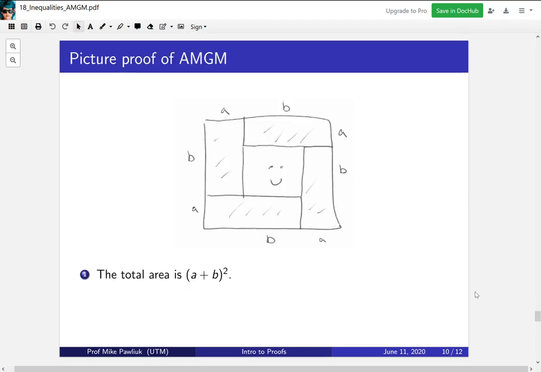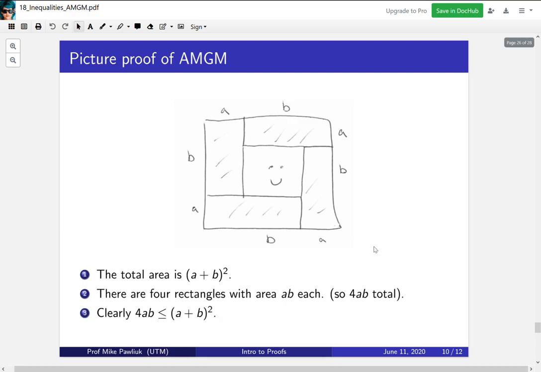We're going to end off with a very short, beautiful picture proof of the AMGM. So here's a square that I've drawn where I've put A and then B, A and then B, A and then B, A and then B. So the total area of this whole thing is A plus B squared. There are four rectangles here, and each rectangle has a side length A and B, so they each have area AB. So the total area of these four rectangles is 4AB.